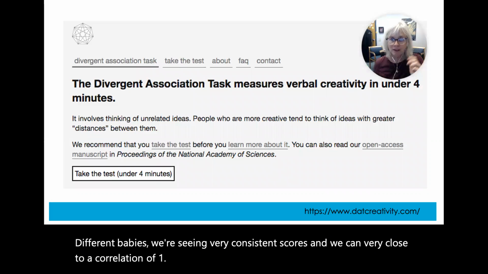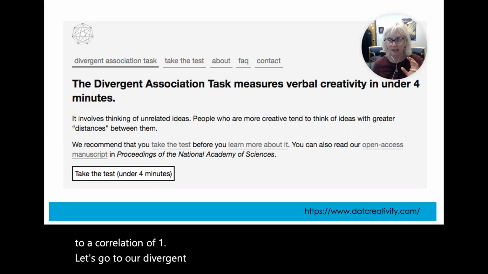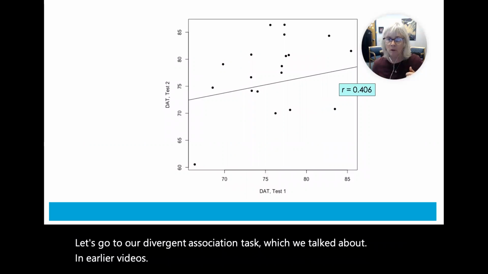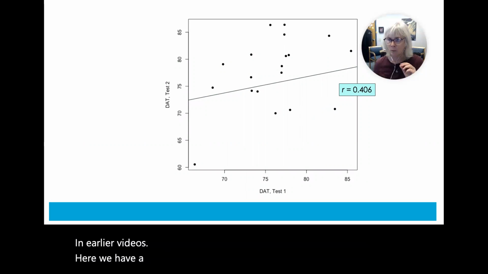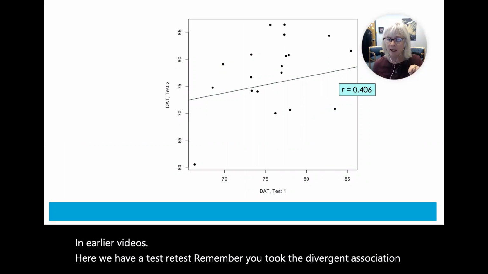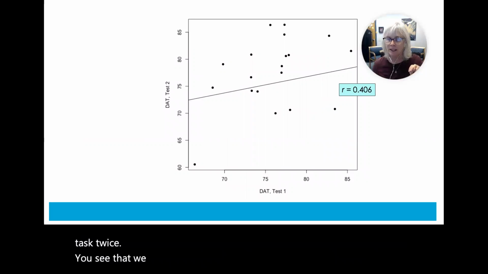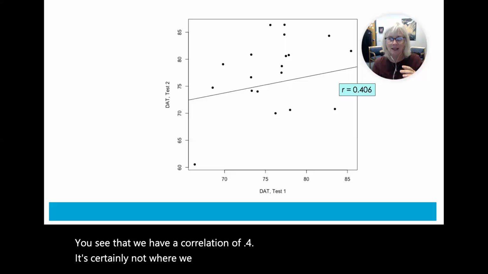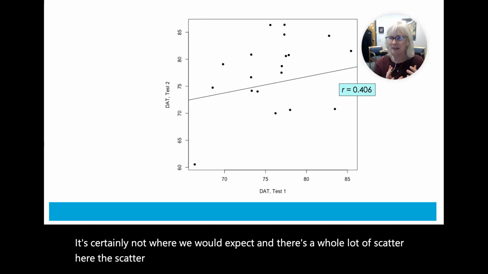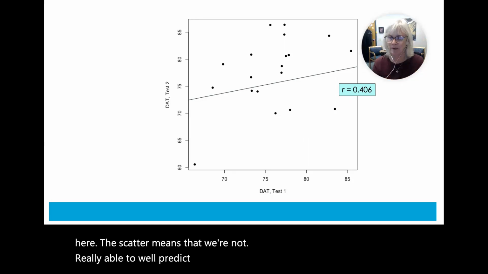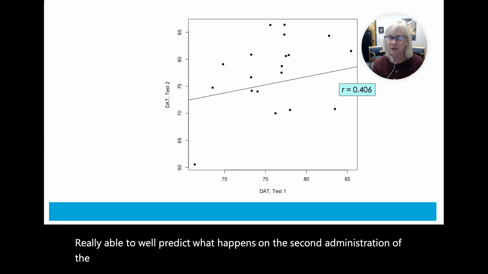Now let's go to our divergent association task, which we talked about in earlier videos. Here we have a test-retest. Remember, you took the divergent association task twice. You see that we have a correlation of 0.4. It's certainly not where we would expect. And there's a whole lot of scatter here. The scatter means that we're not really able to well predict what happens on the second administration of the task, knowing the first.